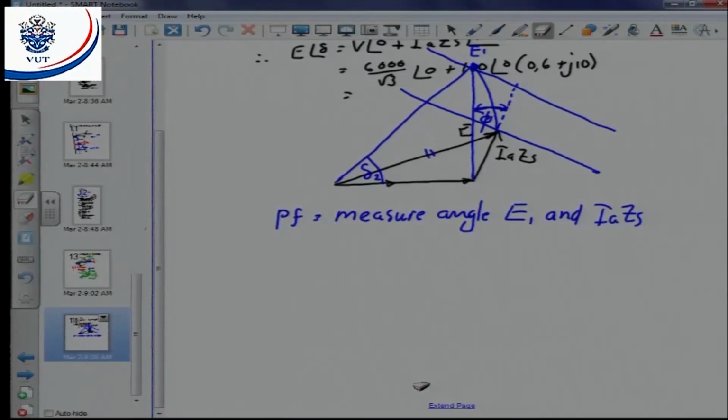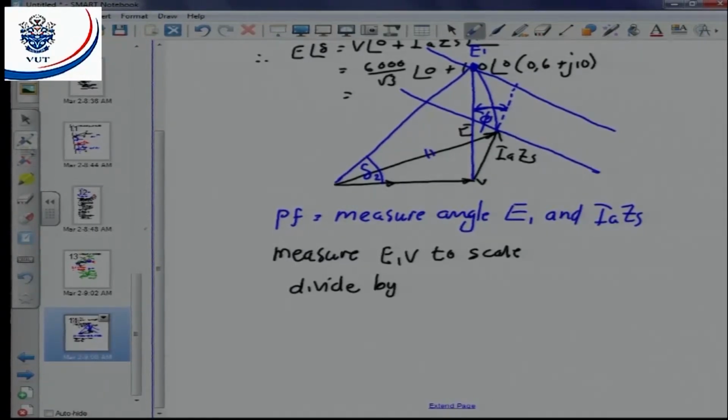Now measure E1V to scale. We divide by Z, and that gives us the current.